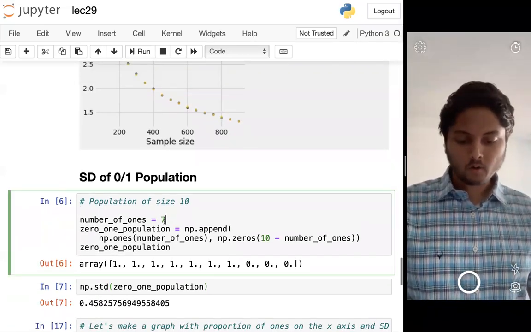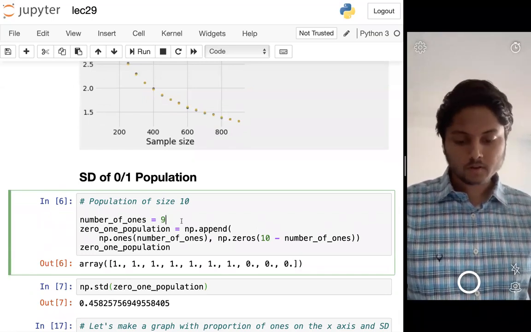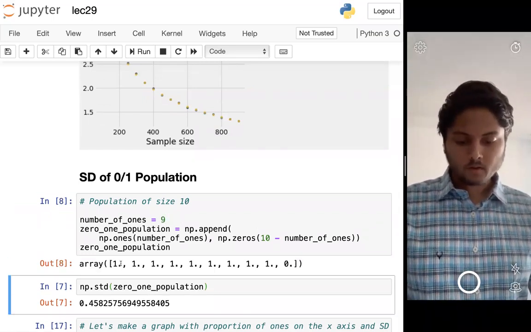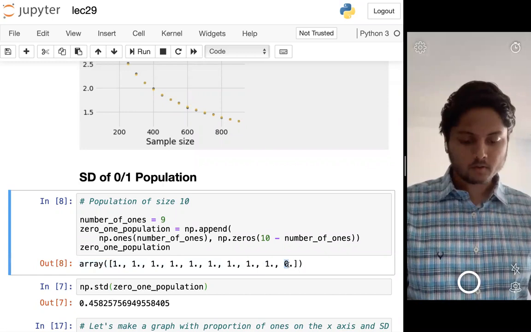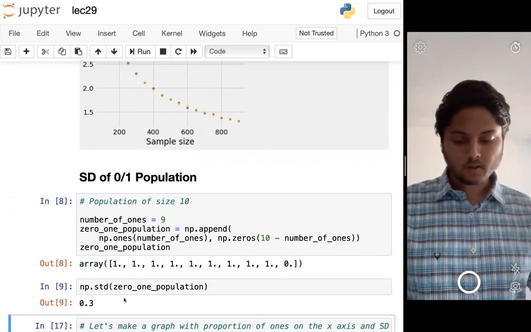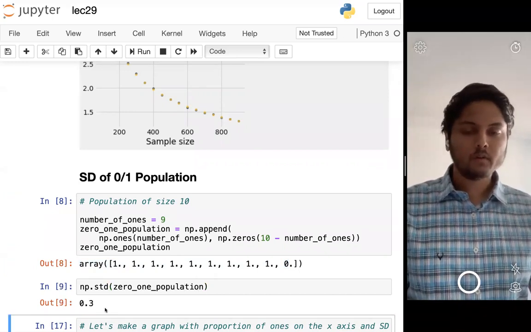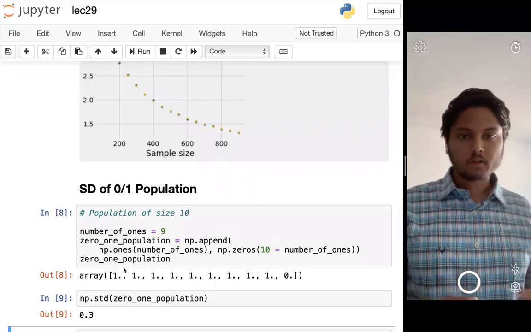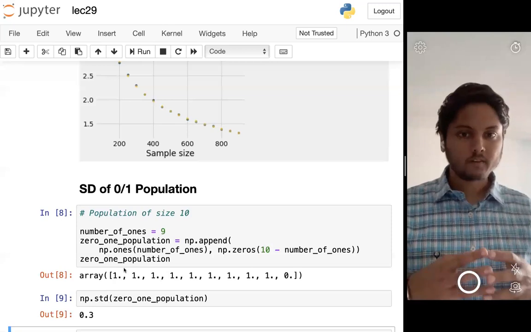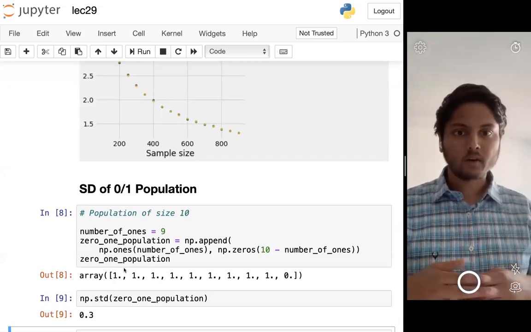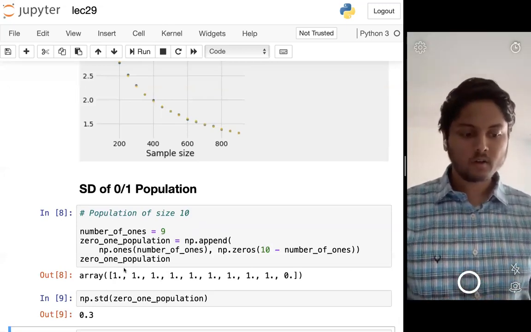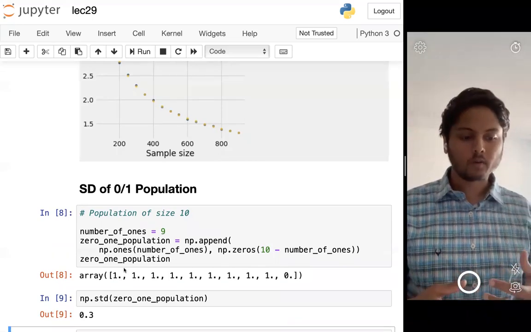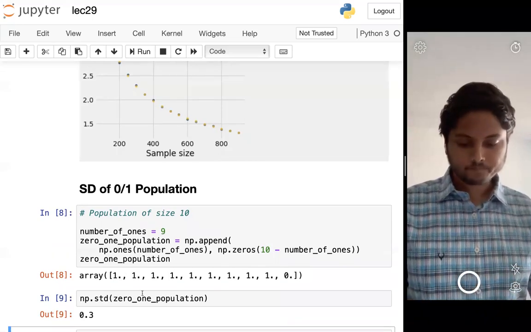And then if we go all the way, let's say we do 9 ones. Now we have 9 ones and 1 zero. The standard deviation of that now goes down to 0.3. So it's kind of interesting. It seems like the closer the number of ones is to half of the population, the higher the standard deviation is. But it doesn't seem to go more than 0.5.